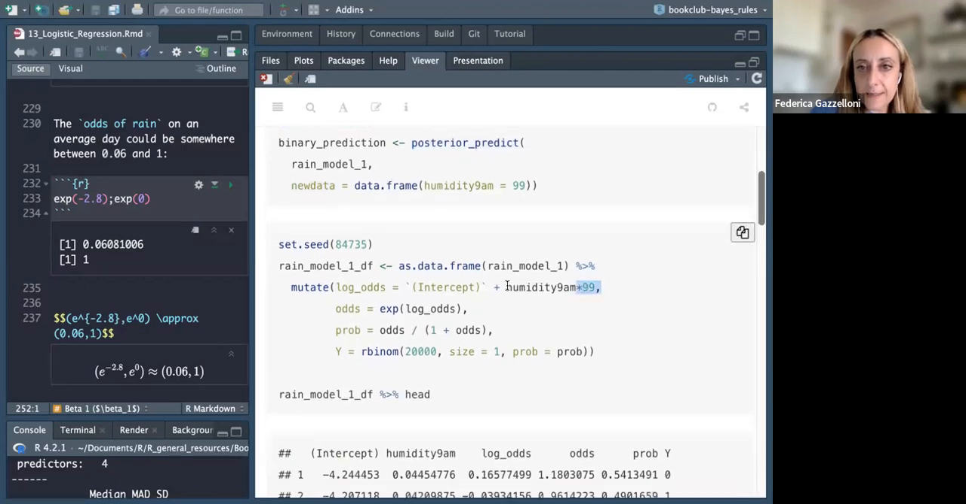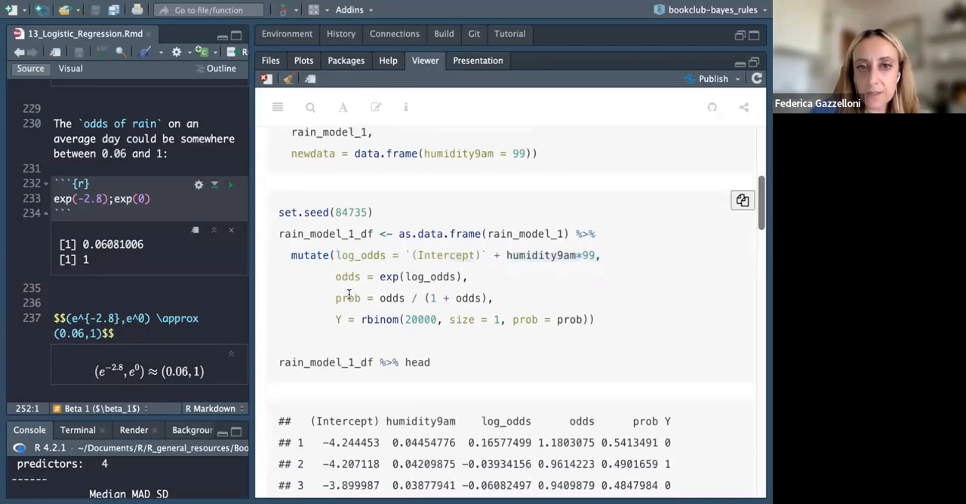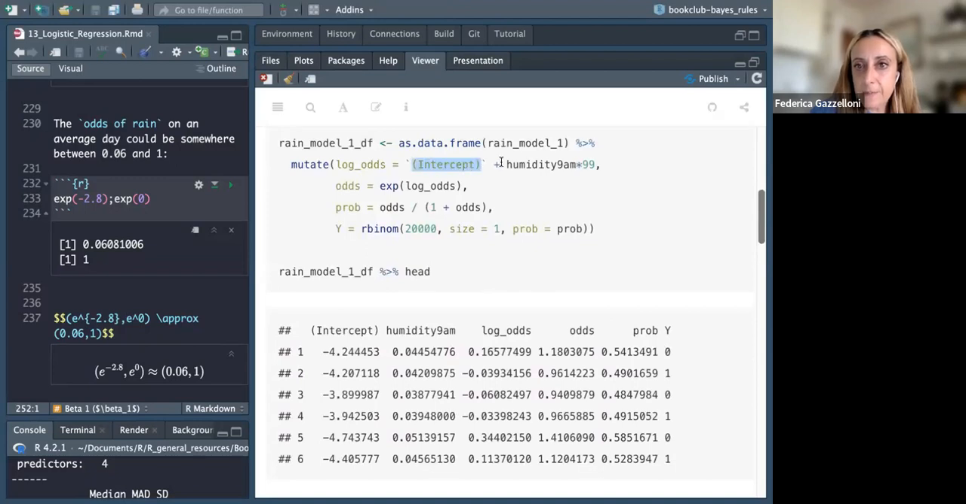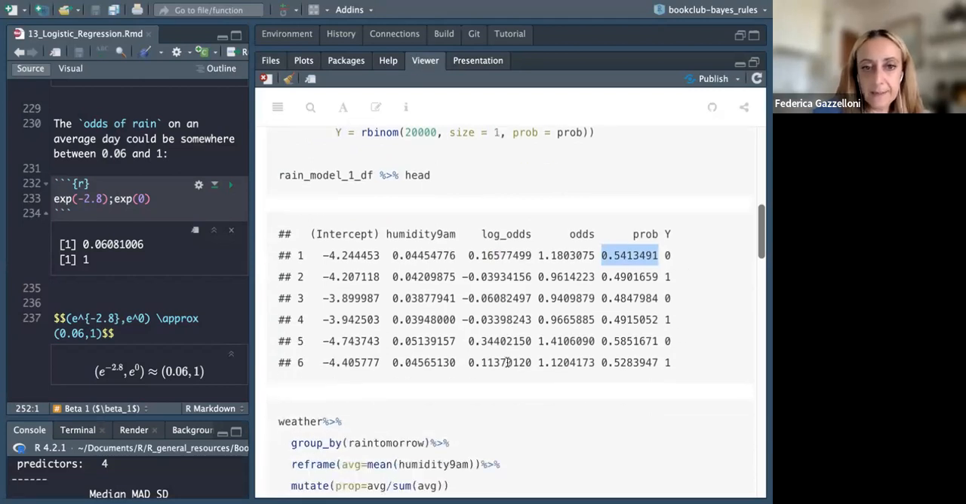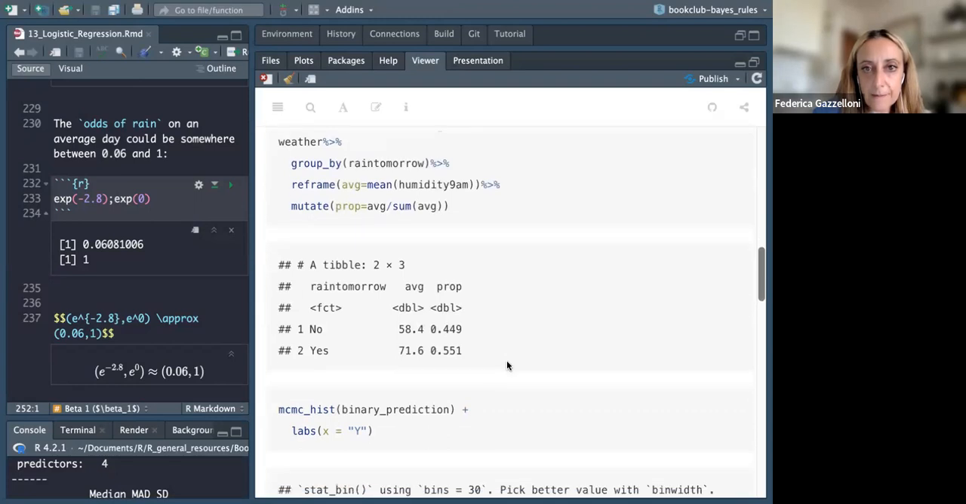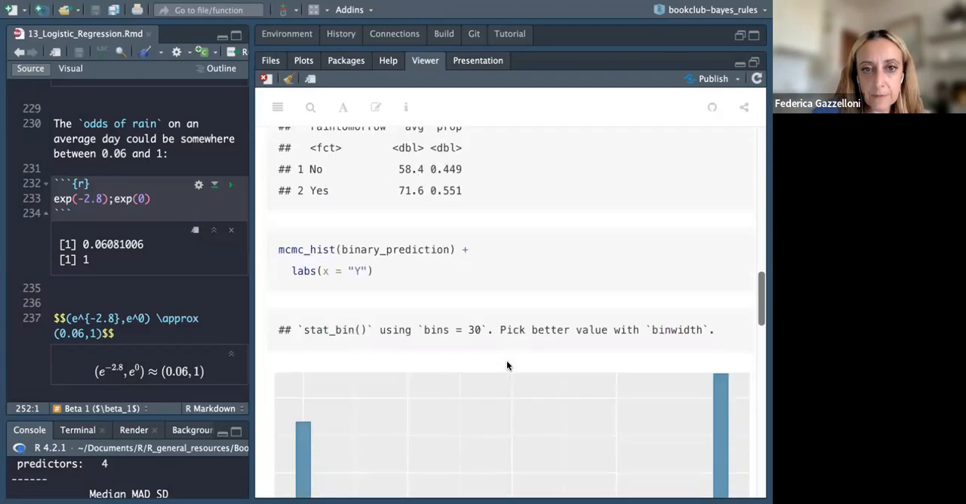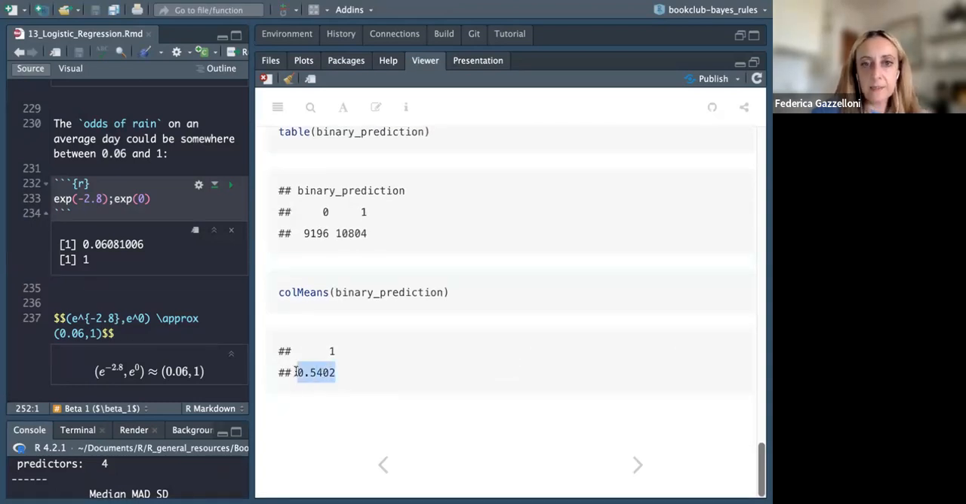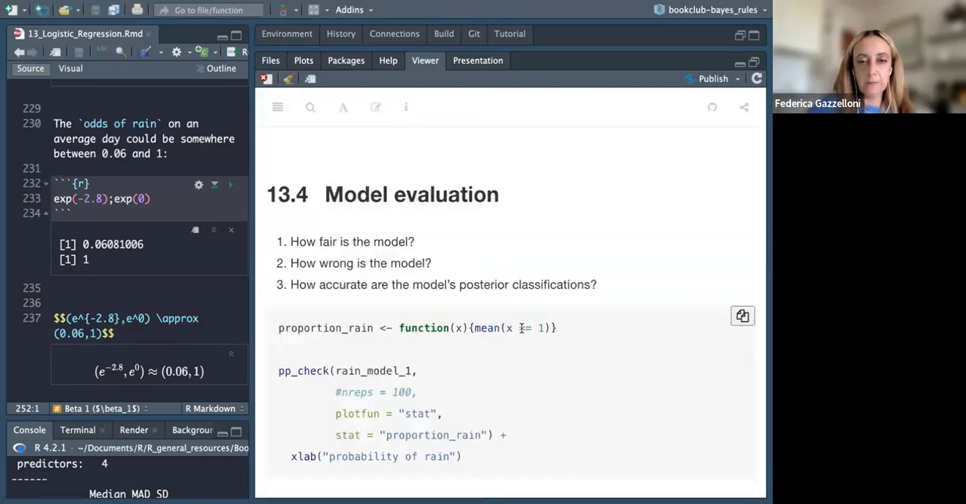And then this is a calculation of the log odds, the odds, the probability. We can see here that the log odds is the intercept plus the humidity times 99. Then the odds is the exponentiation of the log odds. And the probability is the odds divided by 1 plus the odds, and so on. So we see a couple of evaluations, and this is basically a 54% probability.